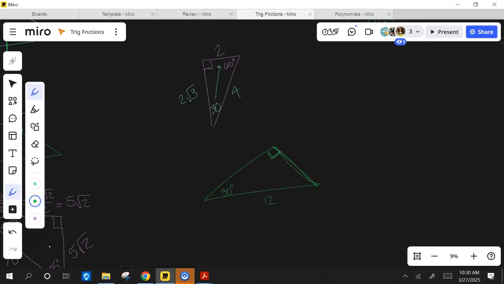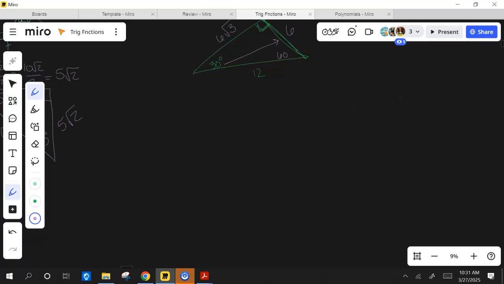All right, Harris, what's my missing angle? 60. How do you know? It's a 30, 60, 90. Which side is my short leg? Go to 30 and look directly across. That's my short leg. Do I have that given? No, but I have the hypotenuse. I have to make my way back to the short leg in order to find everything else. So it's half of the hypotenuse, so it's 6. And now how do I find the long leg from that? 6 square root of 3. Yep, always the opposite of 30.